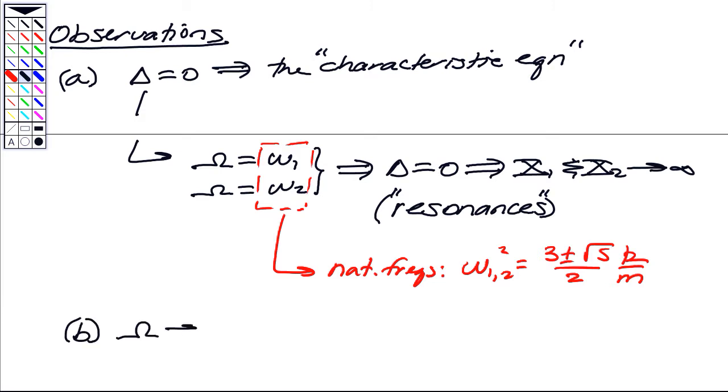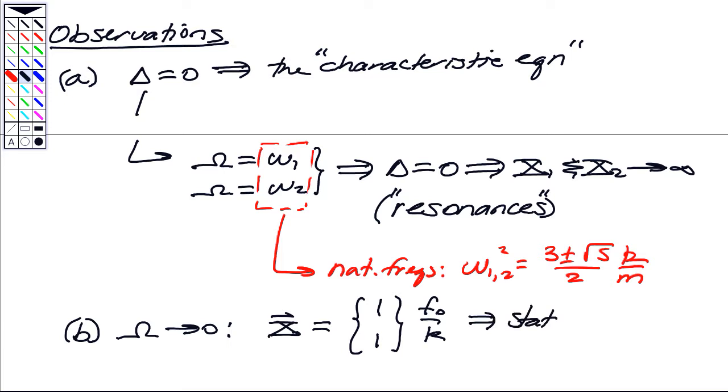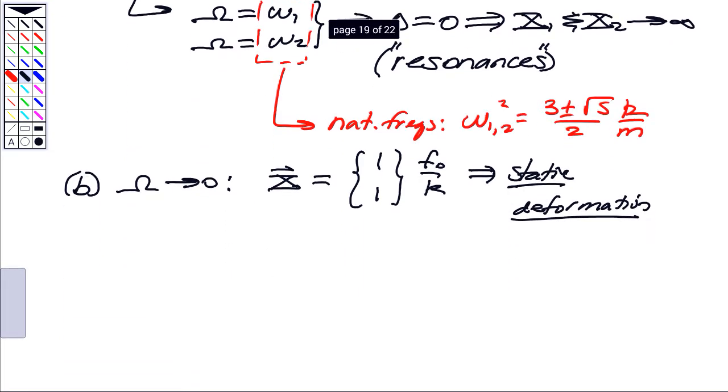Omega goes to 0. What we have, if you look back at our solution above, is 1, 1, F naught over k. So this is the static deformation. Static deformation means that if F were a constant force applied in a very slow way, that's the deformation we would get. The block on the left would deflect by F naught over k. The block on the right would move the same as the block on the left, so they're both equal to F naught over k.